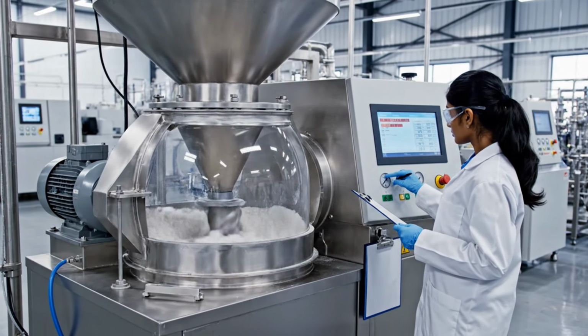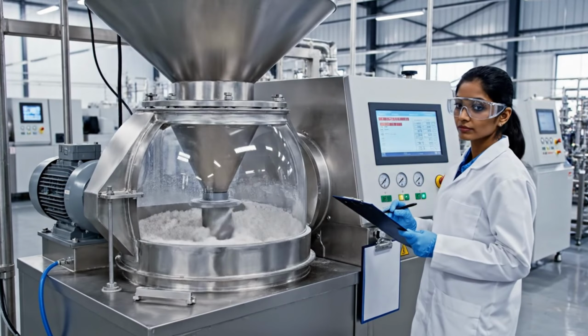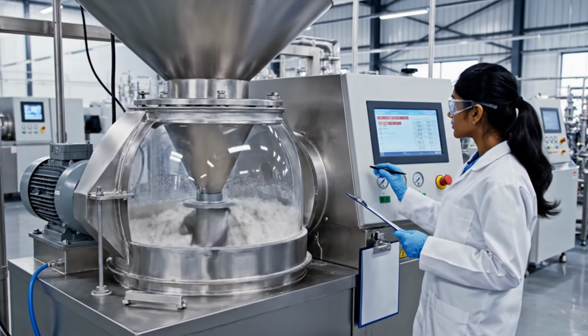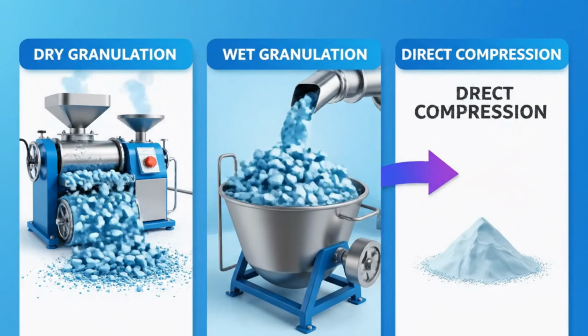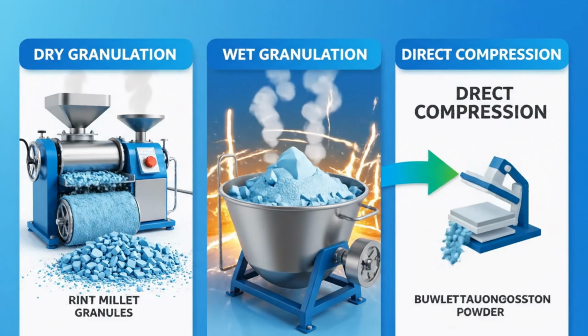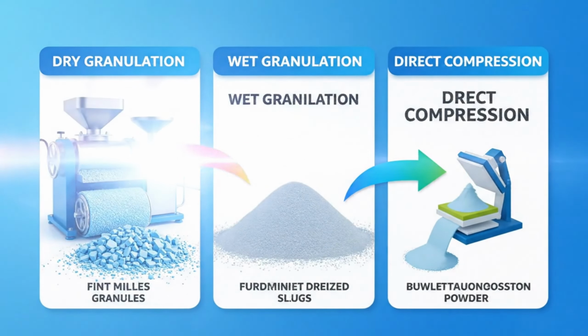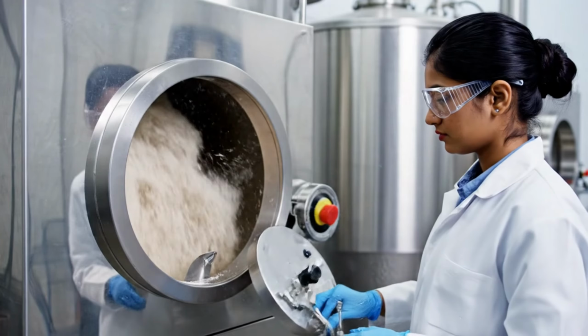The next major step is granulation, and it is one of the most important processes in tablet manufacturing. Granulation. There are three primary methods used in pharmaceutical manufacturing. Wet granulation, the most common, uses a liquid.